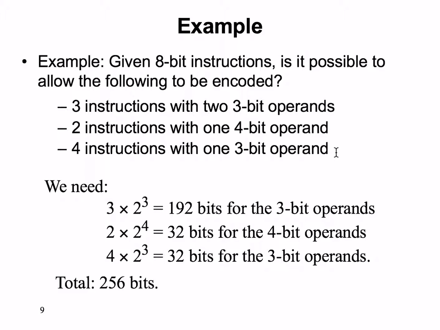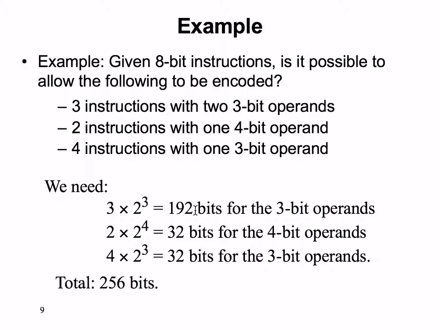So the answer is yes, because we can compute it. The first 3 instructions require 3 times 2 power 6, with two 3-bit operands, so we need 192 encodings for this first group. Similarly, we can compute the second group, which is 2 times 2 power 4, a 4-bit operand, so we need 32 encodings to represent this instruction group. And for the last one, we need 4 instructions with a 3-bit operand. That will require again 32 encodings.